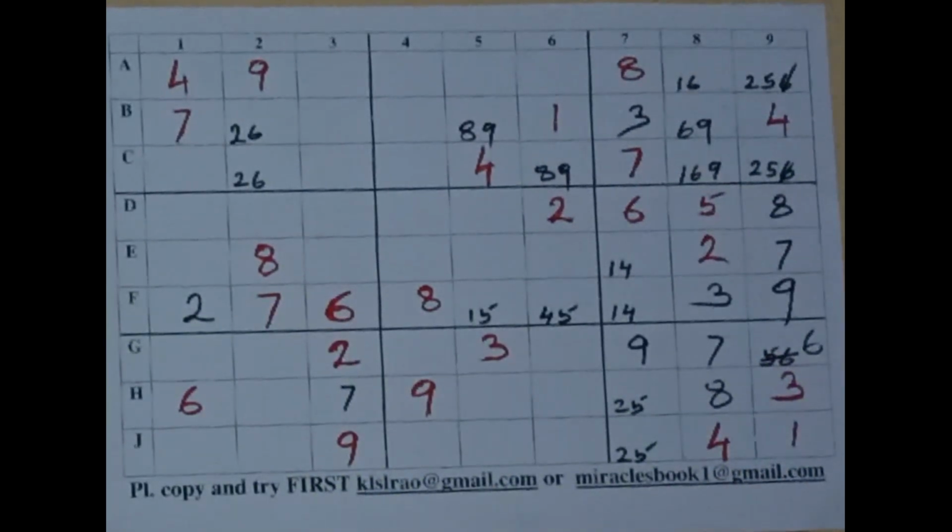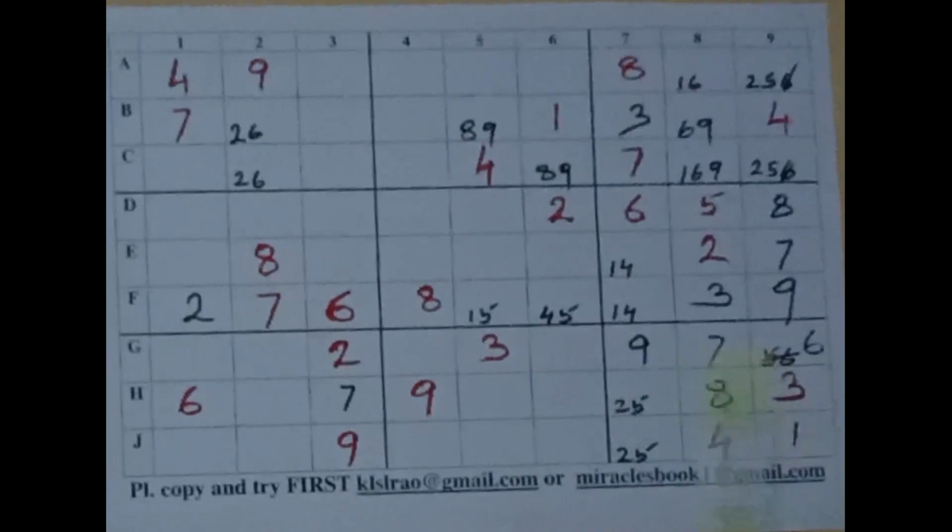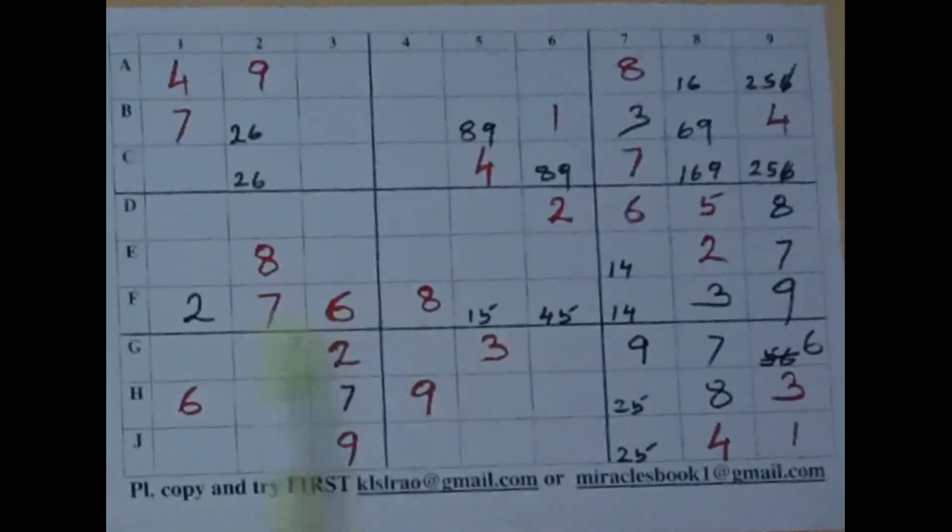Okay, now we have to start our rows and columns examination. Now you see, we have 5 numbers in row G and 5 numbers in row H. So let us start our work with these 2 rows. Okay. Let us see.